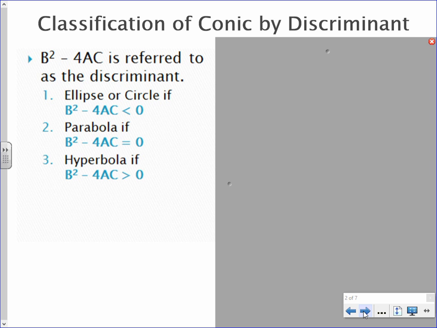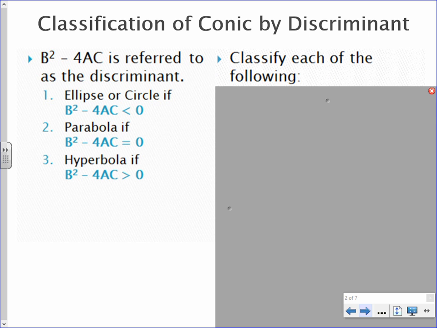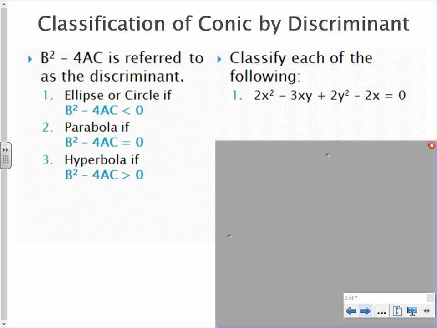So we'll do 3 examples just to get the practice. Okay. So our first example, we have 2x squared minus 3xy plus 2y squared minus 2x equals 0. As soon as we see that we have the xy term, we have to use the discriminant. Without the xy term, you can use your deductive reasoning skills to figure it out, okay? But we don't have that. Remember, A, B, C, x squared, xy, y squared. Those are your 3 coefficients.